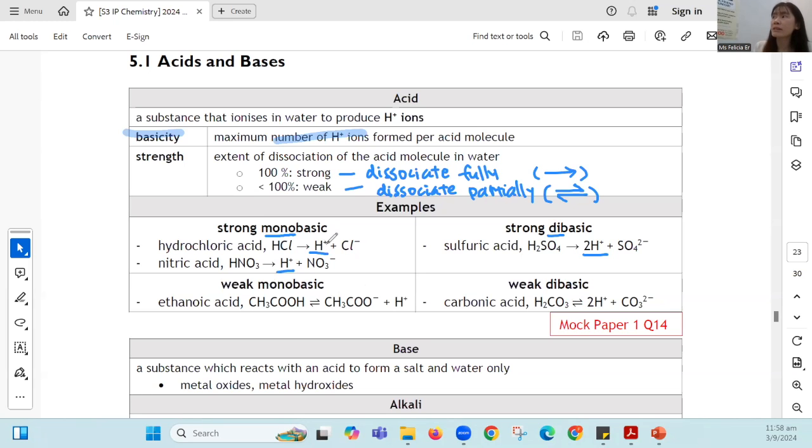If I were to collect the hydrogen gas for the first reaction versus the second reaction, do you think the volume of hydrogen gas collected is the same? Or will the strong acid collect more hydrogen gas while the weak acid collects less? Which one do you think it is? Is it option A, where the volume is the same? Or option B, where the strong one collects more gas and the weak one collects less gas? So what do you think?